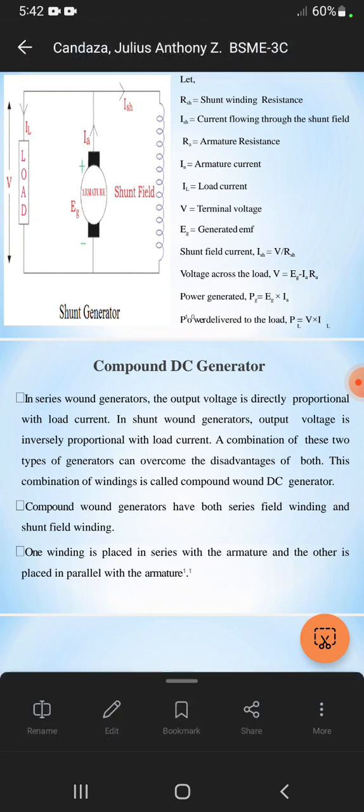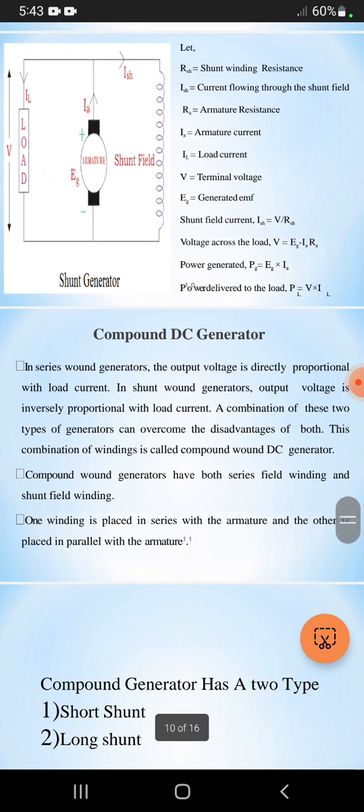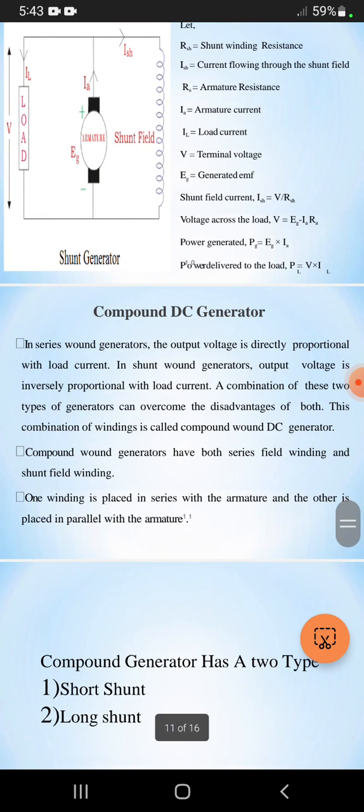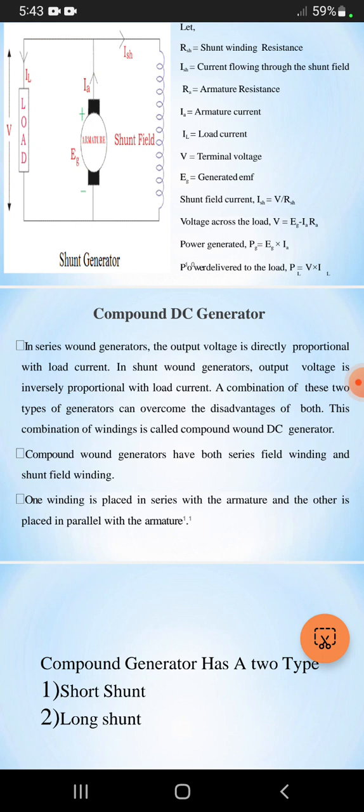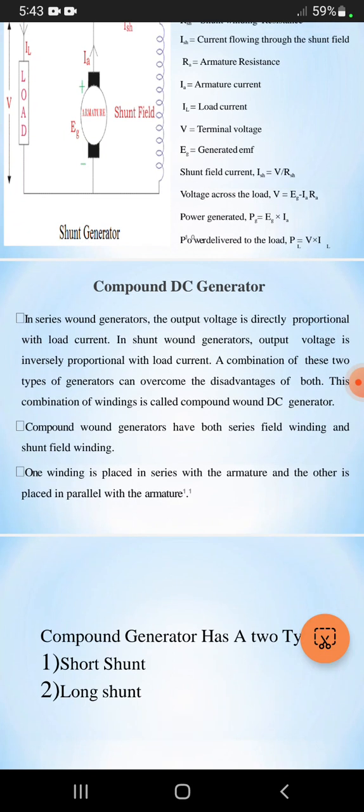In a series wound generator, the output voltage is directly proportional to the load current. In a shunt wound generator, the output voltage is inversely proportional to the load current. A combination of these two types of generator can overcome the disadvantage of both. This combination of windings is called a compound wound DC generator. That means it is a combination of two types of generator that overcomes the disadvantages of both. The compound wound generator has both a series field winding and a shunt field winding.